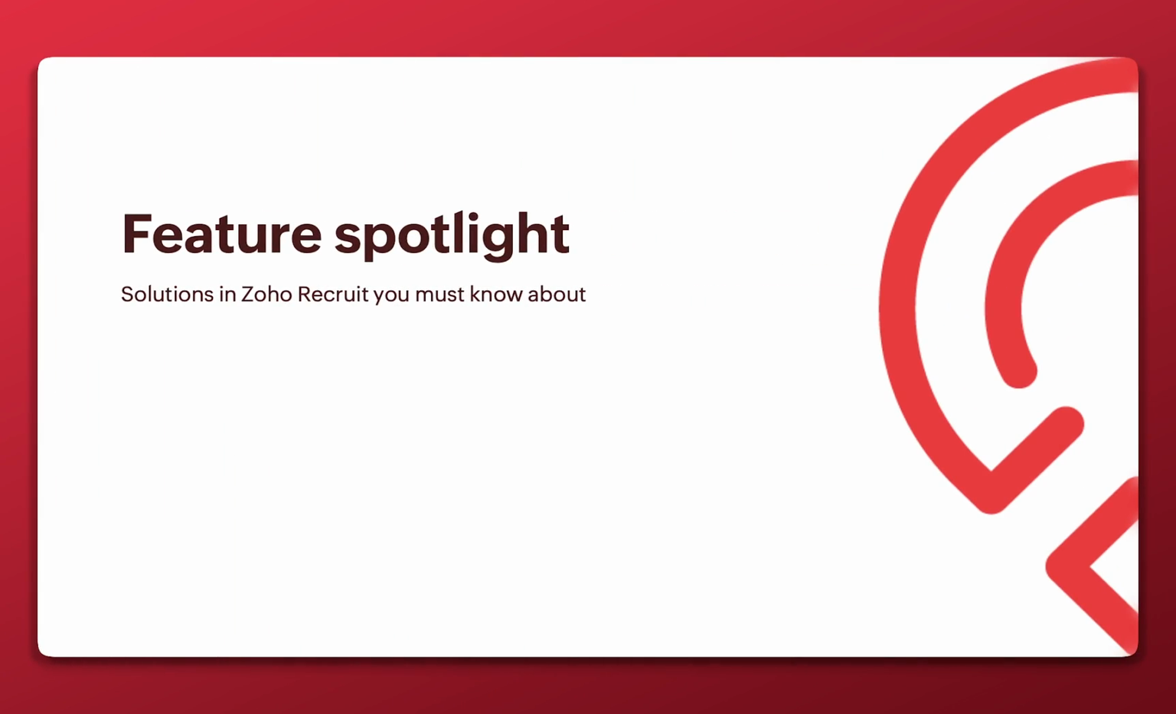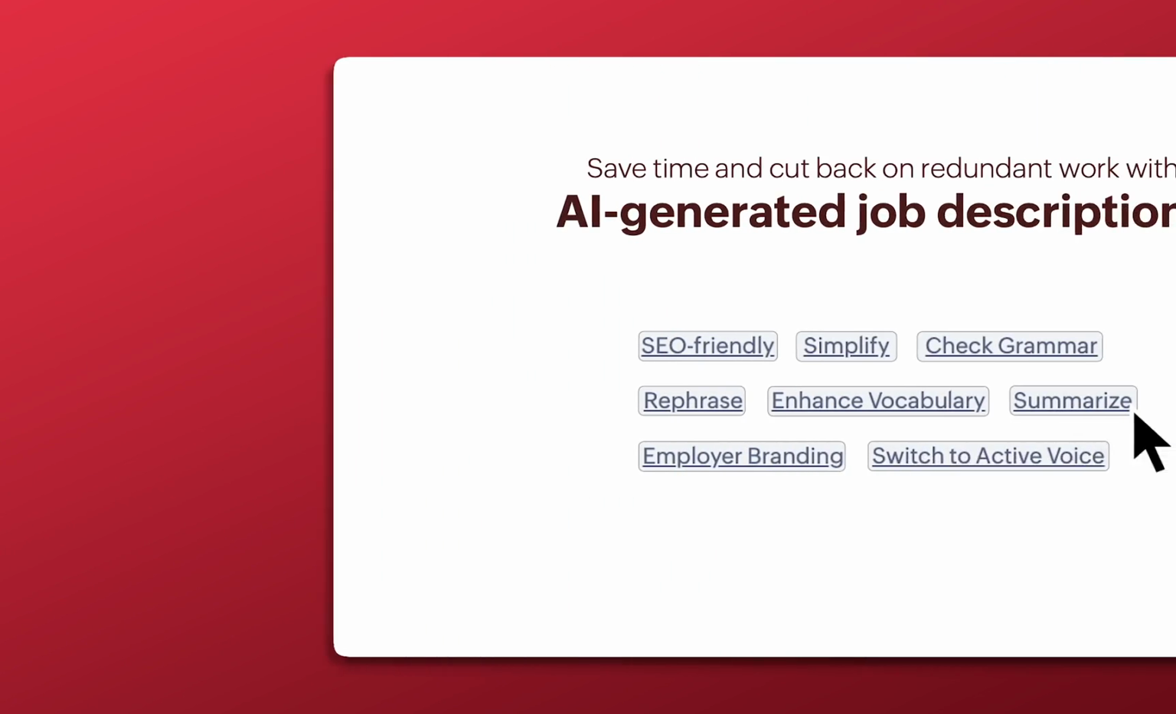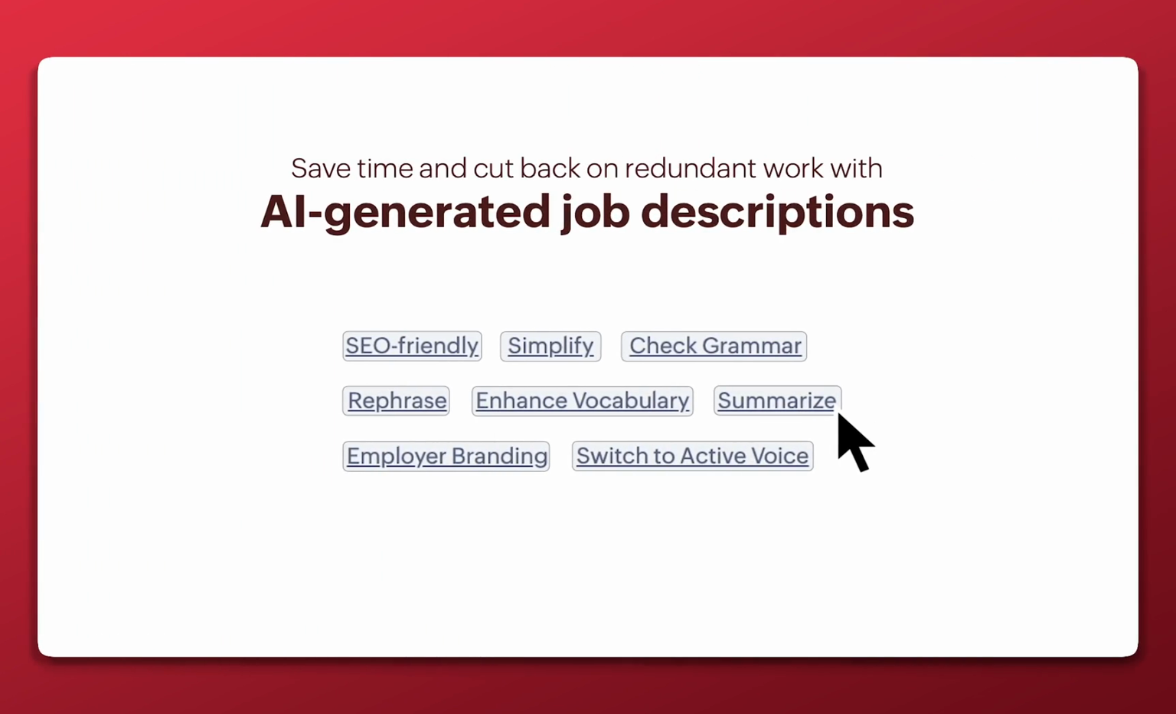Now moving on, we've got Feature Spotlight. Basically the hero features in Zoho Recruit that you must know about. Starting off with AI generated job descriptions, Smart Assist in Zoho Recruit simplifies job template creation by offering predefined or customizable prompts. You can swiftly generate tailored job descriptions, ensuring accuracy and appeal, and directly insert them into the templates.